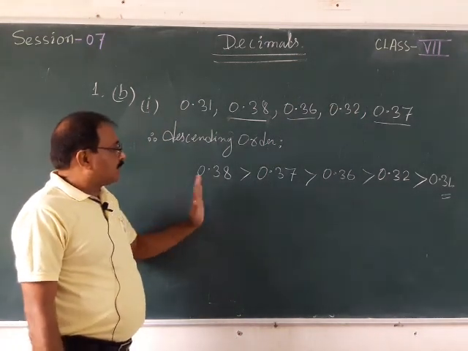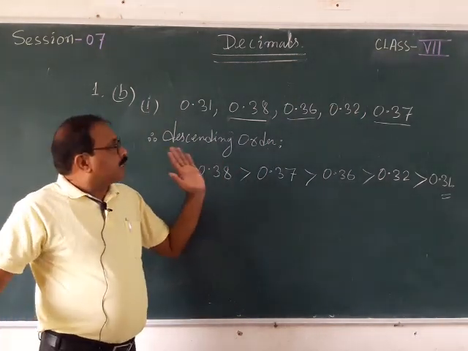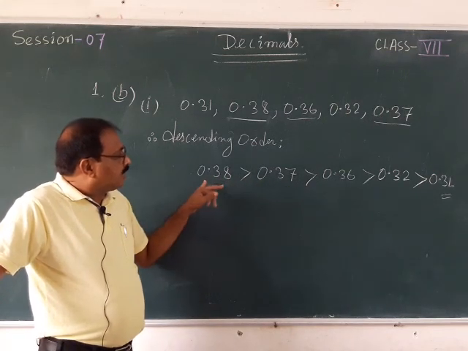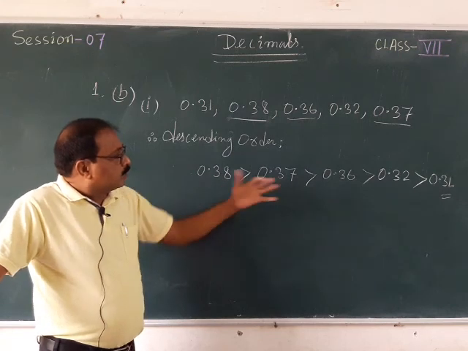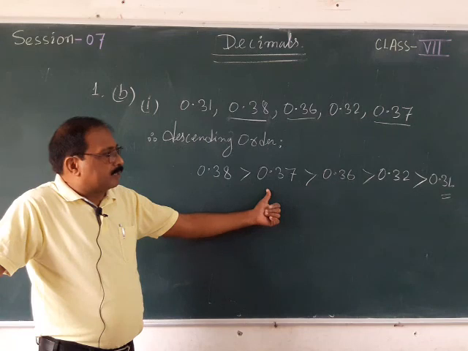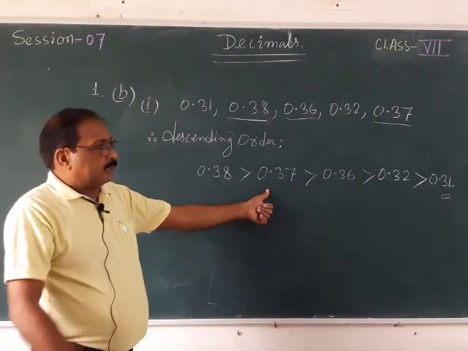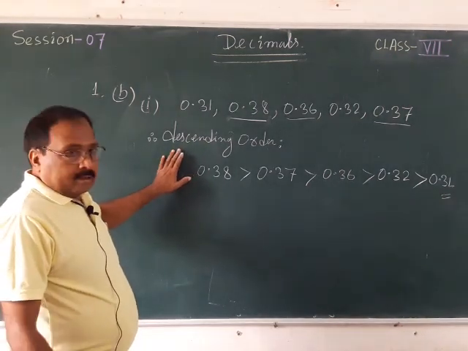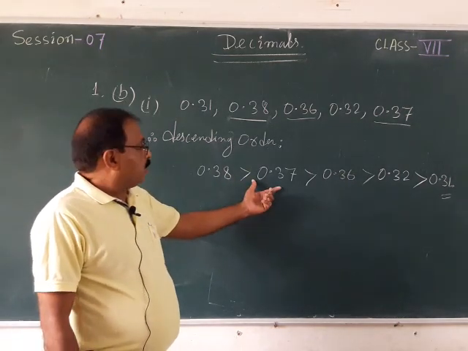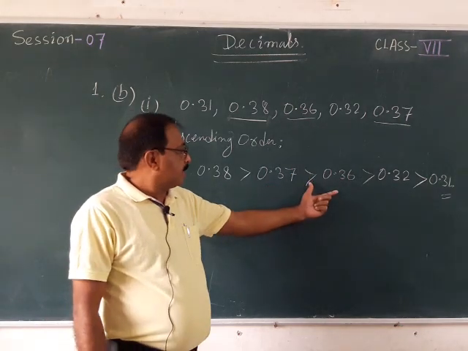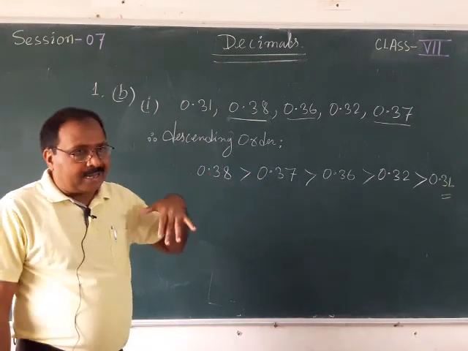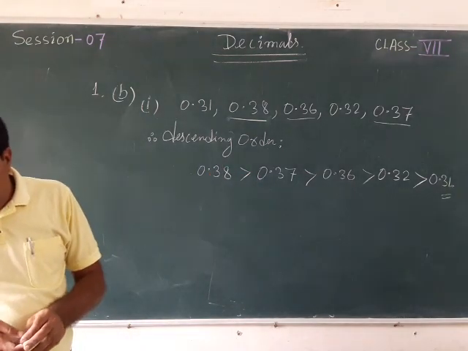Here you have to just understand which is the greatest number, then which is the next greatest number. So in descending order you keep going until you get the smallest number among all these numbers. So descending order: 0.38, then 0.37, then 0.36, then 0.32, then 0.31. Like that you can arrange all these numbers.